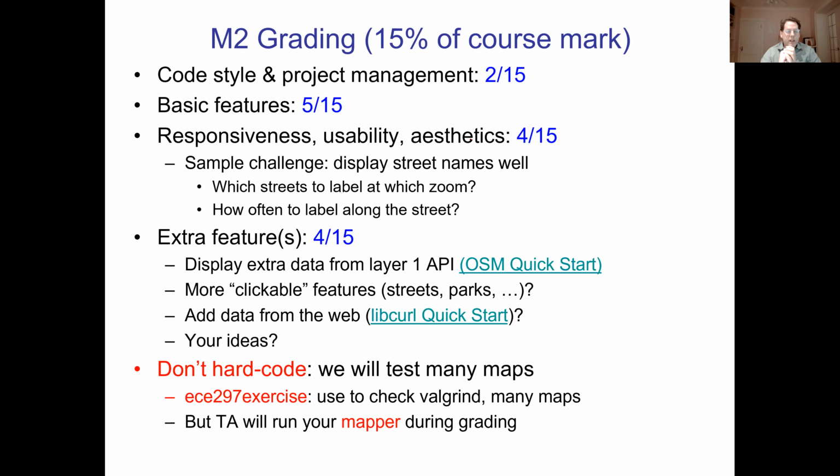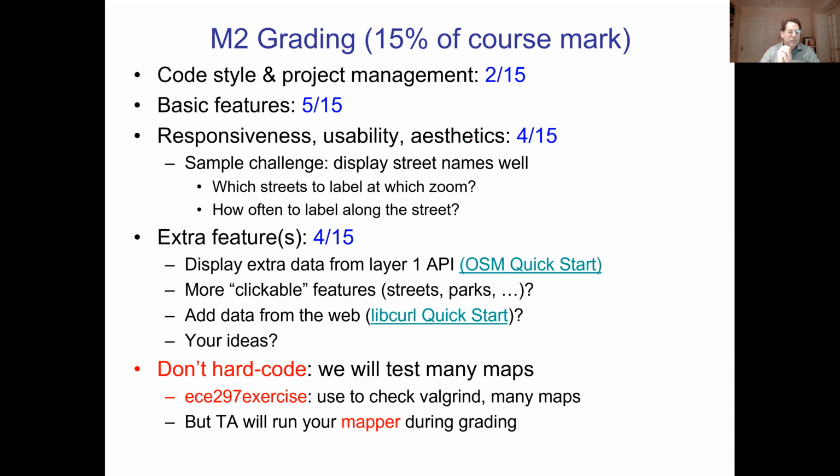Responsiveness, usability, and aesthetics is 4 out of 15. So how good does your map look? Is it easy to use so a person can figure out how to do things? Is it fast, so as they're looking around, zooming in and out, it feels pretty natural?